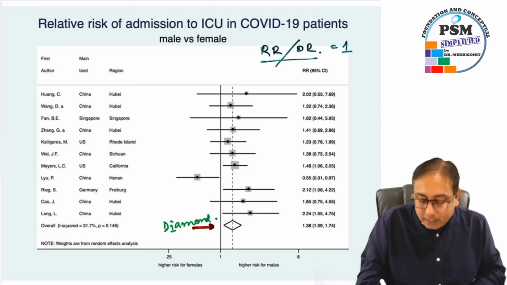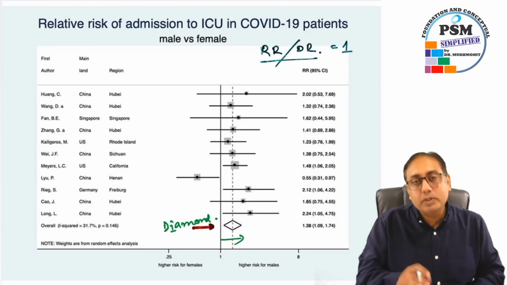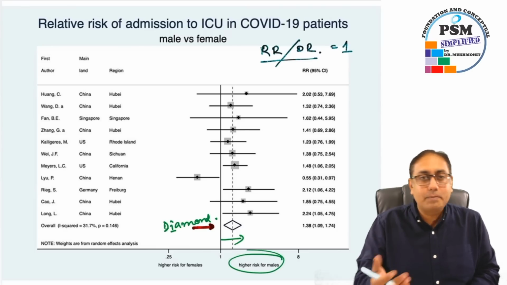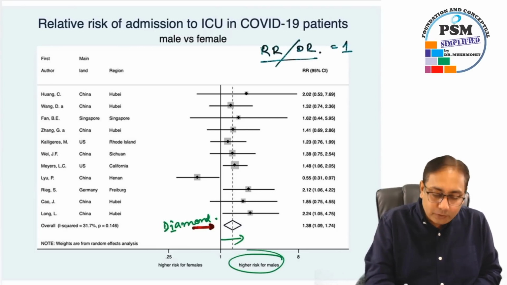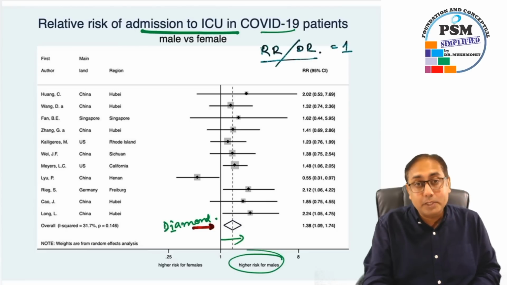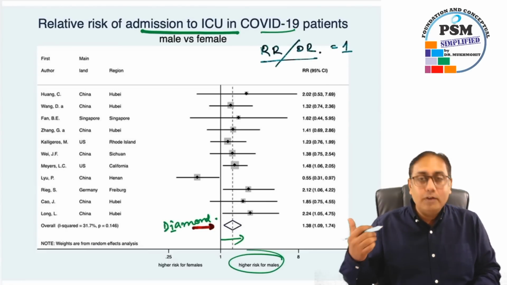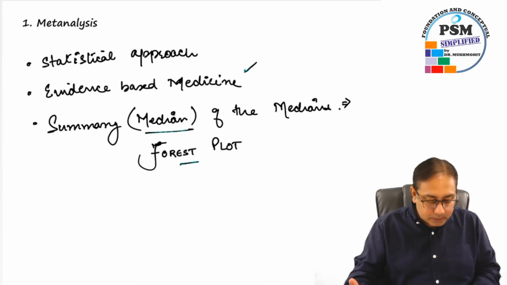So where does this median lie? The median of the median lies at more than one. That means there is a higher risk for males. That means the males had a higher risk for admission to ICU in COVID-19 patients. This is the interpretation of a forest plot. What you see over here is a forest plot. It is drawn in meta-analysis.